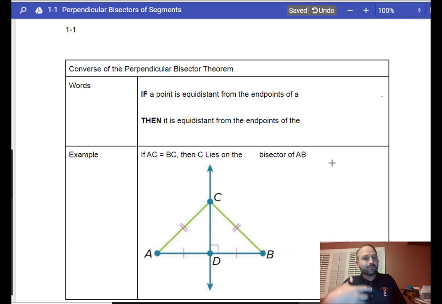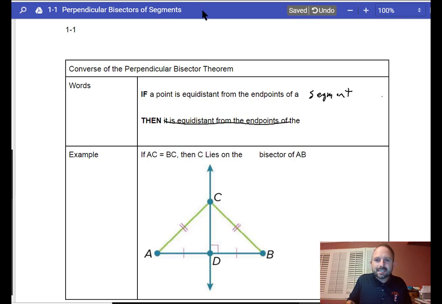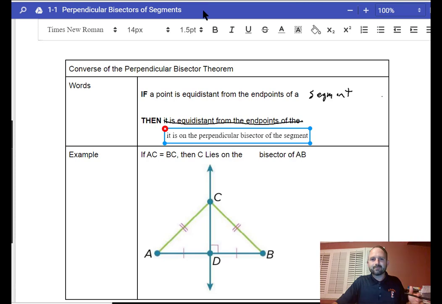So the converse of this perpendicular bisector theorem is the following. If a point is equidistant from the endpoints of a segment... Oh, now there's an error. This should not be this one. I didn't switch. So I'm going to quickly type it in. Give me a second. There we go. If a point is equidistant from the endpoints of a segment, then it is on the perpendicular bisector of the segment.